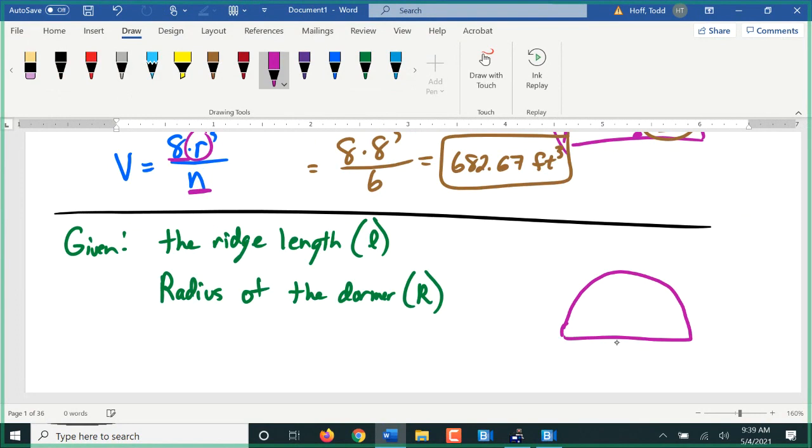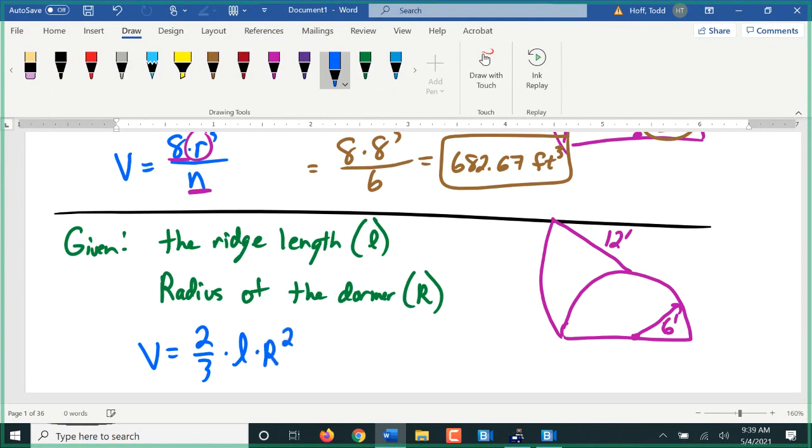So for this example, let's say we have a radius here of 6 feet. And instead of having the slope of the main roof, we're told that this length up here, well, let's say that it's 12 feet. So our volume formula based off of that information, 2/3 times L times R squared. So for this information, it'll be 2/3 times L is 12 times 6 squared.